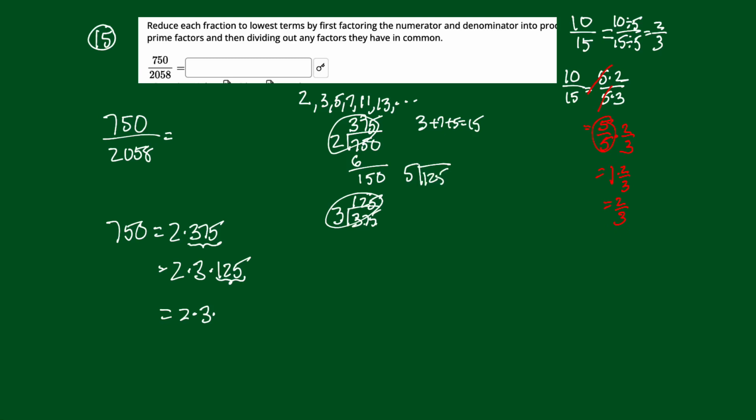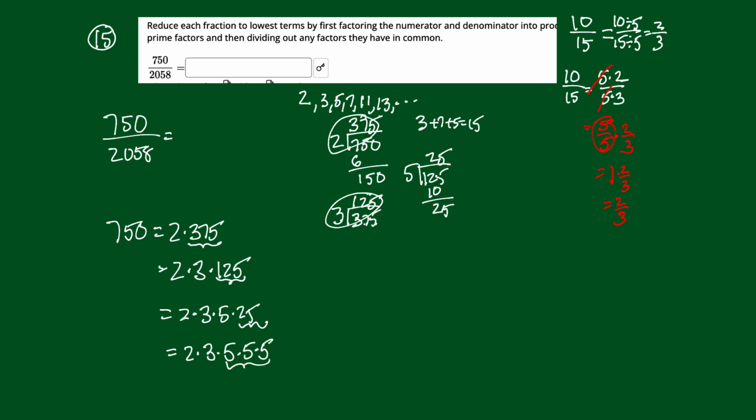125. Now, 5 won't go into 1, but 5 will go into 12 twice. That'll give us a 10. Bring down, there we go, 5 times 25. All right, so we get a 5 times 25. Now, 25 I know is 5 times 5, so I'm going to get 2 times 3 times 5 times 5 times 5.